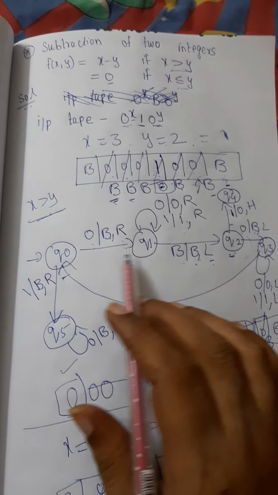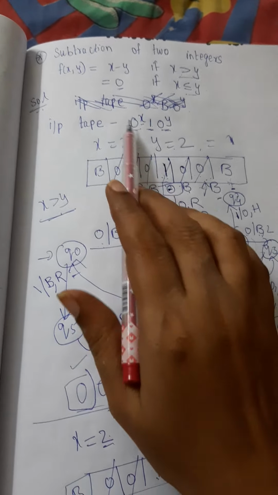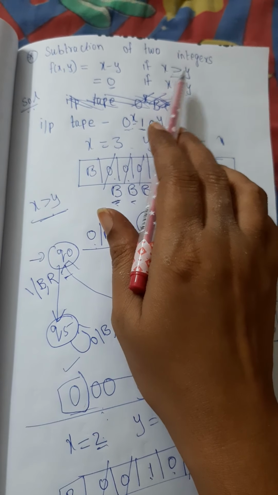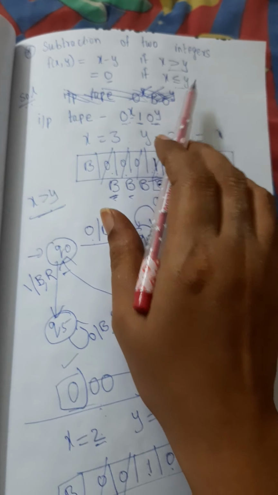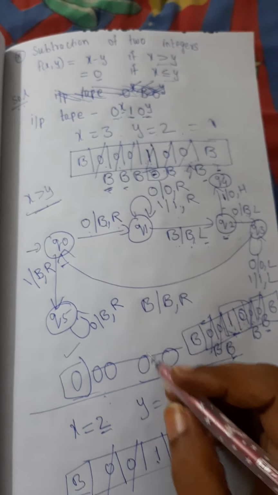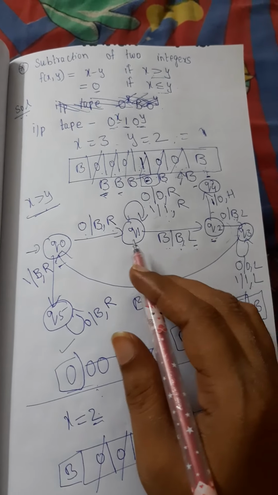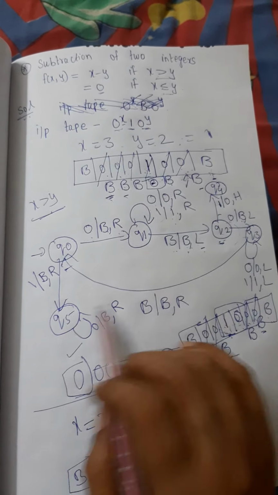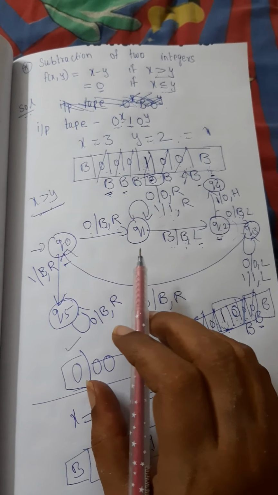So this is the graphical notation for x minus y, for x greater than y, and x less than or equal to y. The graphical notation is given. For this you can write down the transitions.